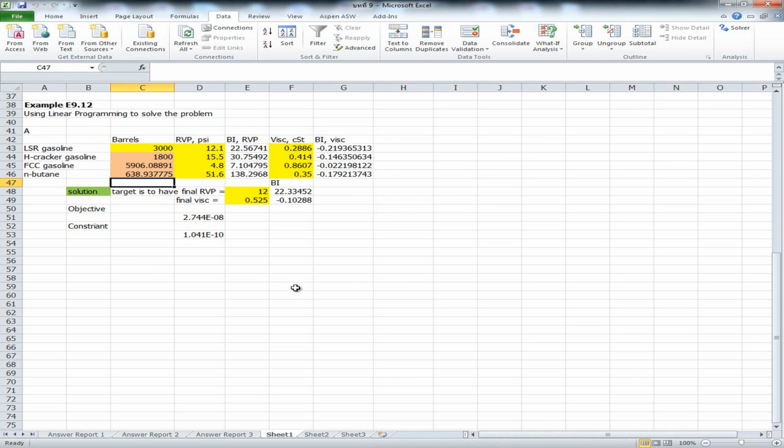Okay. Alright, that's all. You have to try using this linear programming on examples 9.13 and 9.14 to make sure that you understand. Alright, thank you and goodbye.